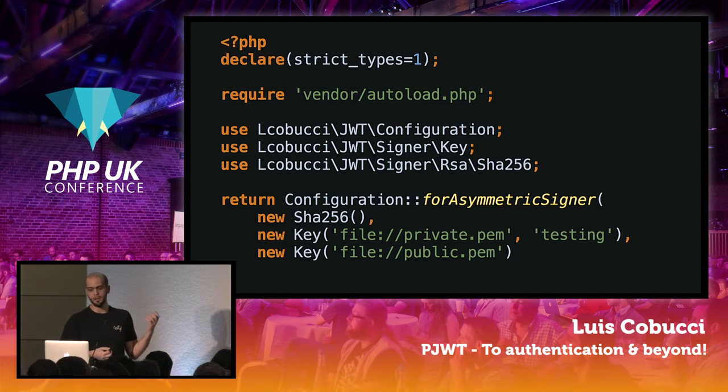This configuration will hold the validator, the builder, and the parser. So here we're building a configuration for an asymmetric signer that's using RSA, and you just pass 2 keys because it's asymmetric. We're going to talk about this in a few moments. And so you have to specify the private key and the public key.